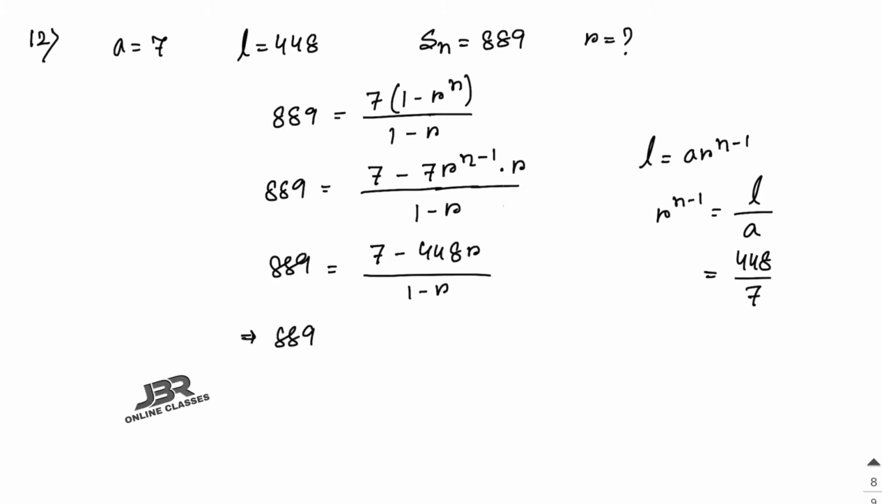Now cross multiply: 889 minus 889r, that one equal to 7 minus 448r. Okay, so here you can write down 882 equal to 441r. So that means r equal to 2 as your answer. Now next, sum number 13. In sum number 13, find the third term of the GP whose common ratio is 3, the sum of whose first 7 terms equal to 2186.